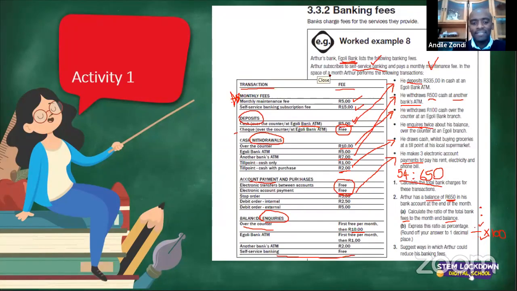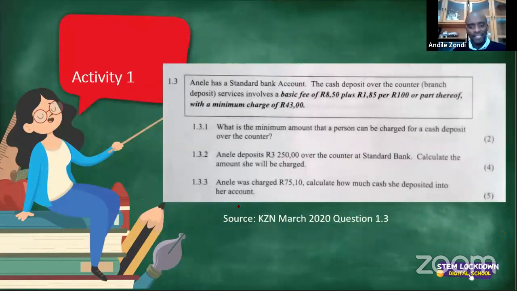Okay, now let us look at another question from the KZN March paper, the paper that was written on. Notice different provinces work at different paces. Some provinces are ahead, some provinces are on par. So if you've done this from last term, just relax. You should know all the answers. But if you'll be doing this term, learn as much as you can.